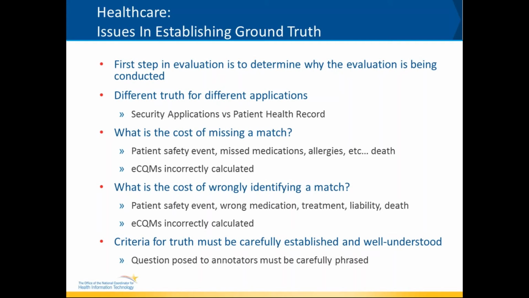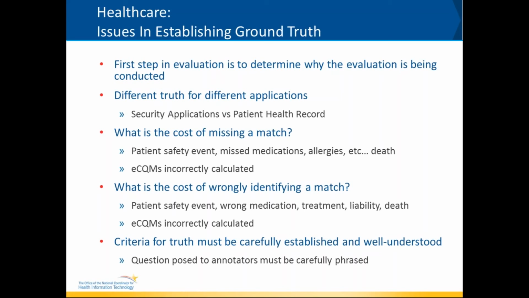Conversely, the cost of wrongly identifying a match, accidentally matching two records that shouldn't be matched, and if they actually get merged, known as an overlay, what's the potential cost there? Well, again, patient safety events, you can end up giving the wrong medication or the wrong treatment to a patient. Obviously, organizations and hospitals are very, very concerned about this because it can lead to lots of liability on the part of the organization. Also, a violation of HIPAA laws if you're releasing the wrong medical information to the wrong patient because two patient records were merged.